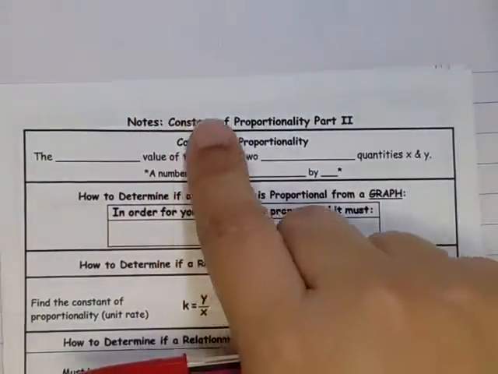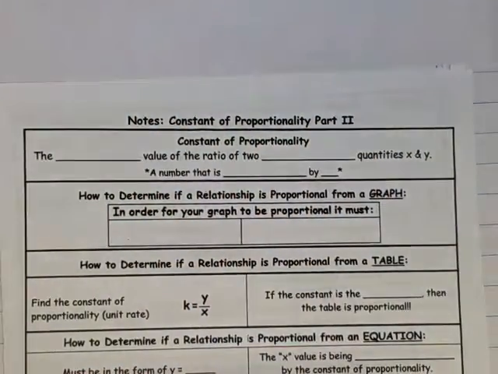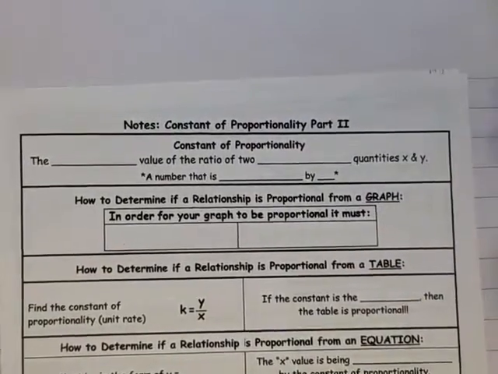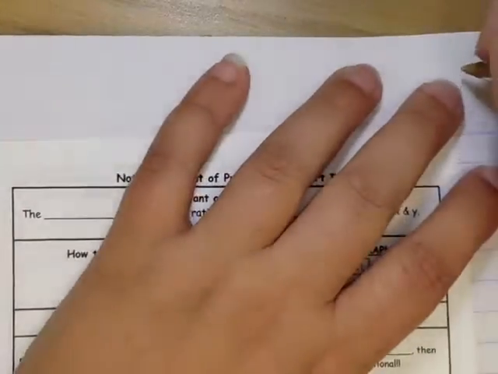Hi, good afternoon. These are notes on constant proportionality part 2. This is going to go along with the notes that we already took today in class, and this is going to be on page 62 of your notebook.